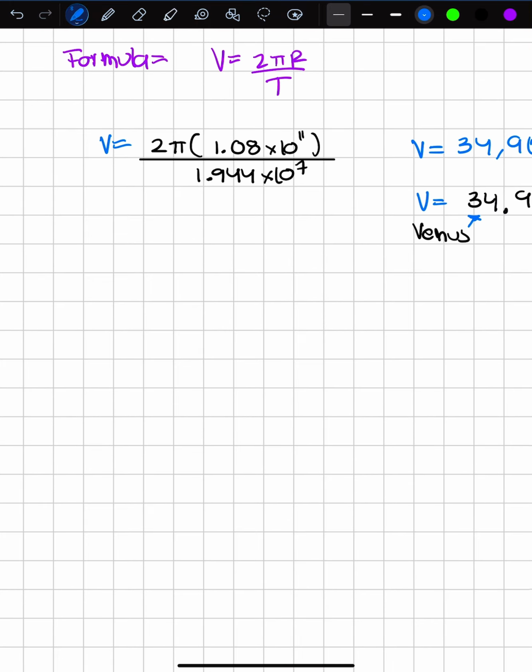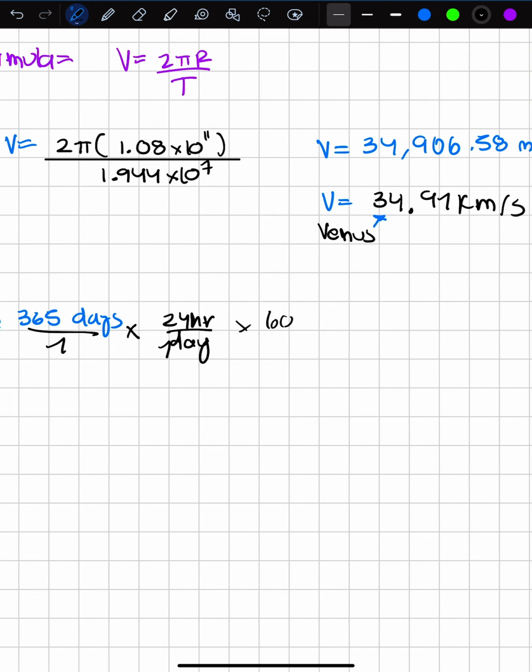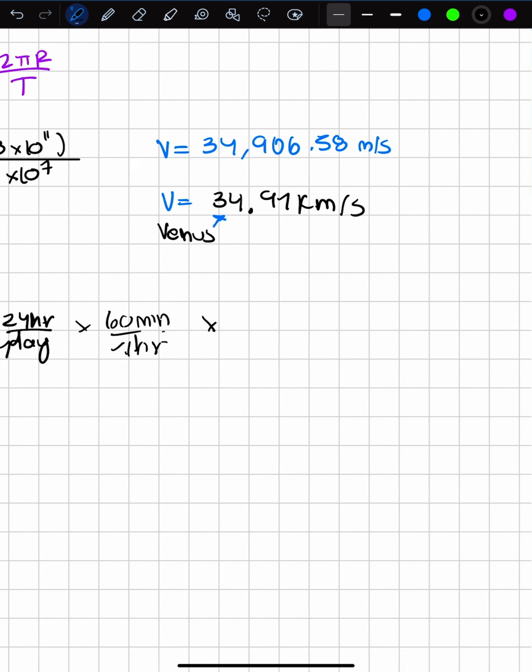Now let's go with the second planet, which is going to be Earth, the planet Earth. So let's do the same to find the seconds. In this case, we have 365 days. So let's convert that to seconds again. We're just going to do the same, times hours over days, so we can cancel that out, times 60 minutes for 1 hour, and then times seconds, which is what we want, over 1.